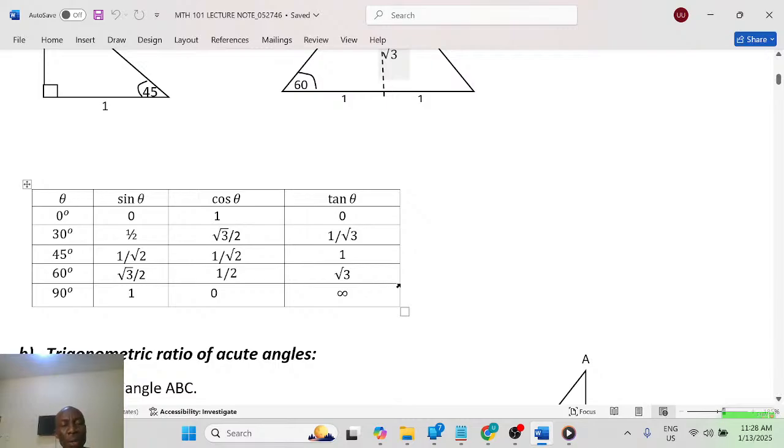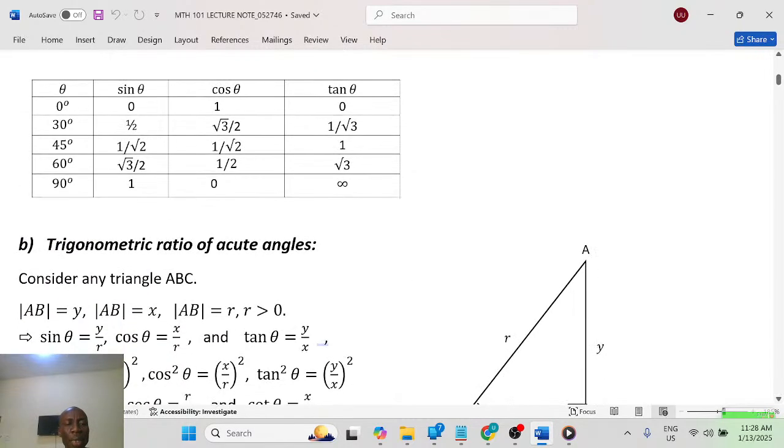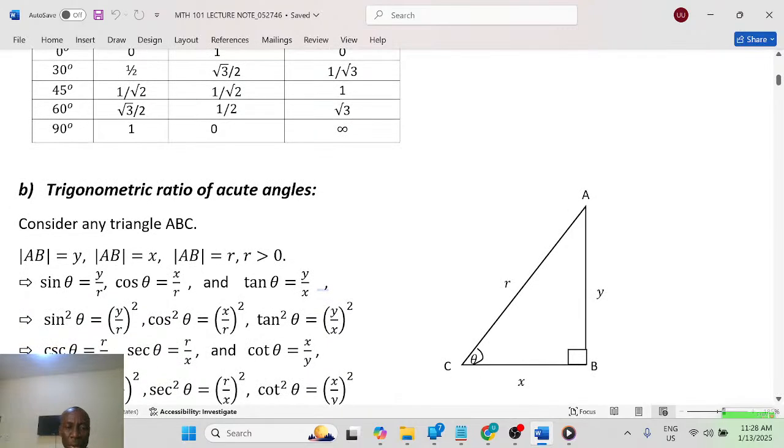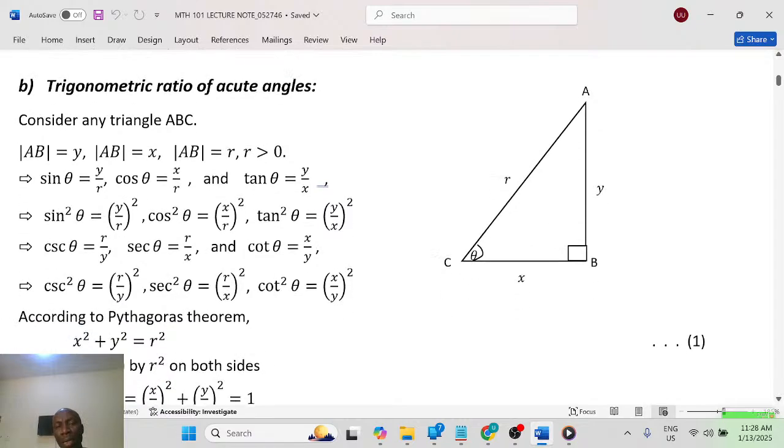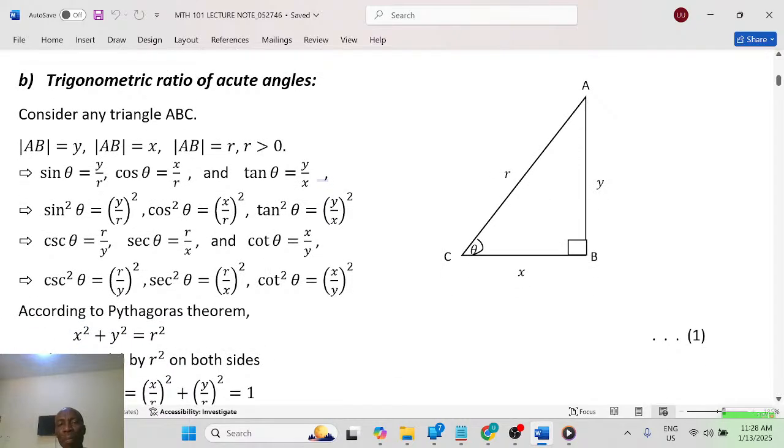You have the values in the table that is displayed. Now we'll come to the trig ratio of an acute angle. What is an acute angle? An acute angle is an angle that is less than 90 degrees. From the right angle triangle that is being displayed, that is triangle ABC.